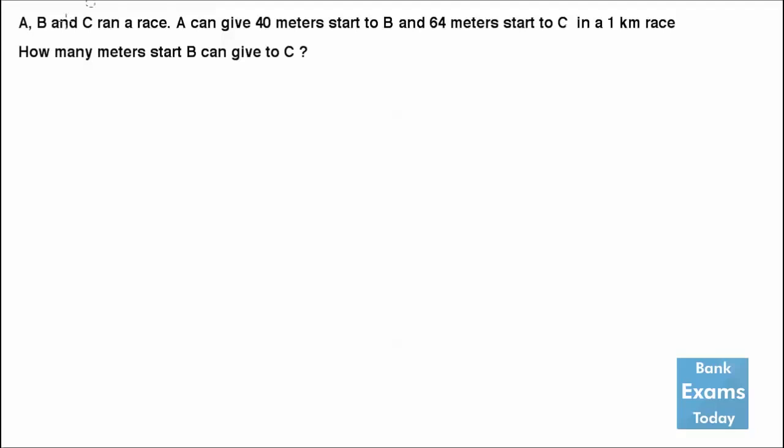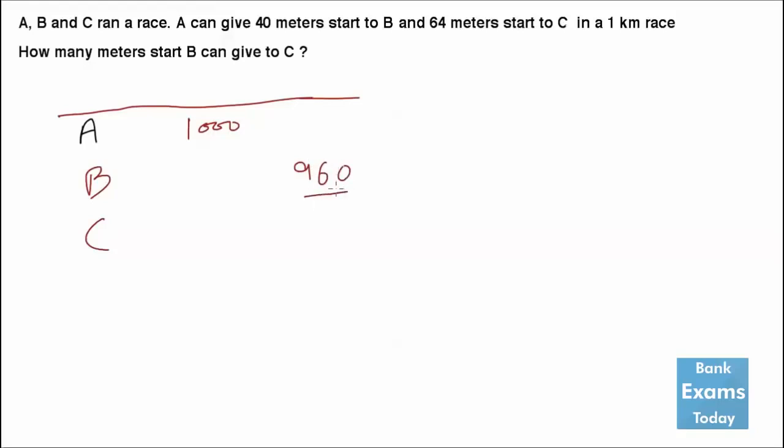So first of all, I will write it as A, B, C. There are these three competitors. When A ran for 1000 meters, B ran for 960 meters. So he gave a 40-meter start to B. And when A ran for 1000 meters, he gave 64-meter start to C.